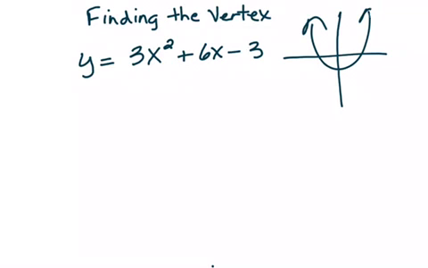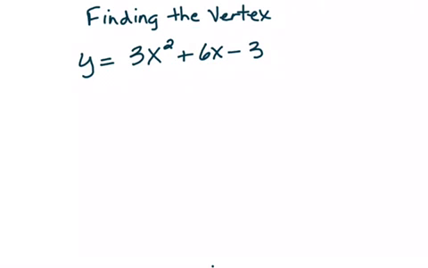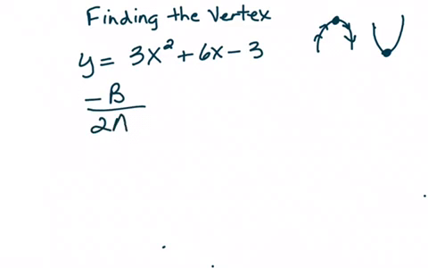All right, so what I need to do first is locate the vertex. Now, the vertex is the point of the graph where the direction changes. This is going up, and then it changes, and now it's going down. So the vertex is right there, the tippy point. So I need to find that point so I can graph it on the line. All right, to do that, we're going to use a little formula, and it goes like this. Negative b over 2 times a.